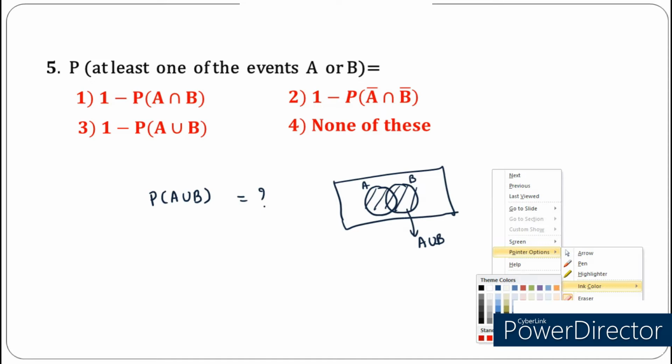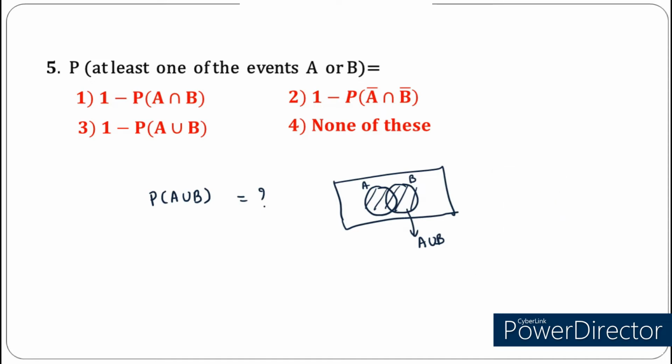Yes, now see, this is A union B, and the outside part is what? The outside part is nothing but A union B whole bar, except A union B. That is nothing but A bar intersection B bar, A dash intersection B dash, using De Morgan's law. Right? So now see what they have asked. P of at least one of the events A or B. That means A union B. They have asked P of A union B.